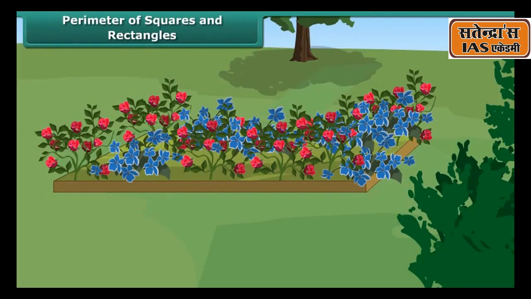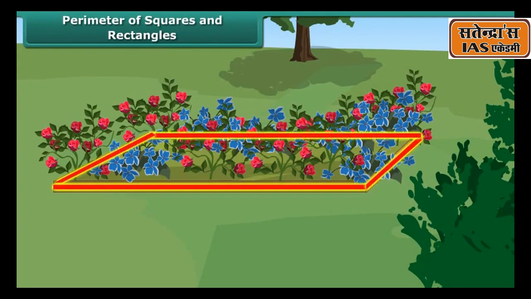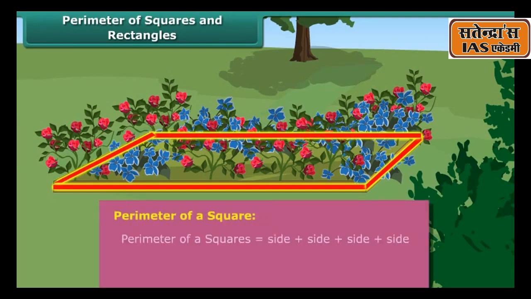Perimeter of squares and rectangles. Students, can you measure the boundary of the flower bed in the park? Yes, by measuring the sides of the flower bed. So, the perimeter of a shape is the outer boundary of the shape. The perimeter of a square is the sum of the sides of the square. You understood what perimeter is?